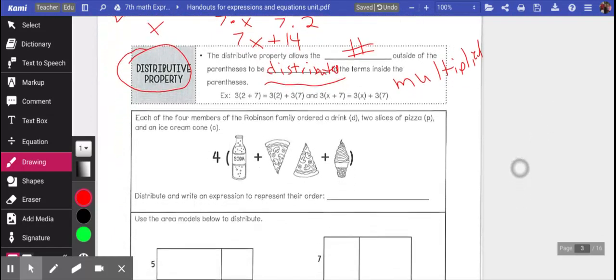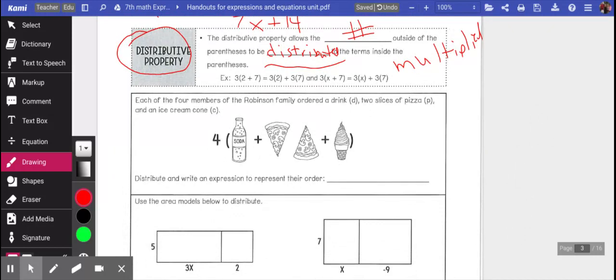So the first problem they do with some pictures, each of the 4 members of the family, so 4 represents the 4 members, ordered a drink, 2 slices of pizza, and an ice cream cone. So the picture kind of represents that story problem there. So it says distribute and write an expression. So if we're going to distribute, we have 4 times the drink, because this in the parentheses would represent 1 person, and then it's times by 4 for all 4 members.